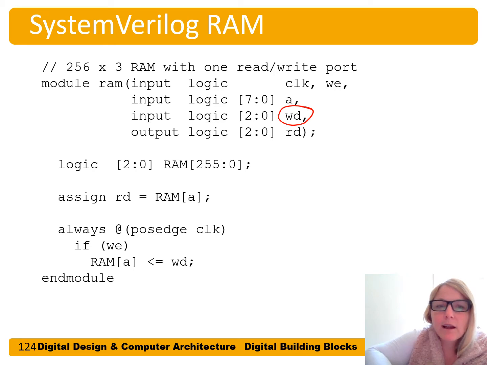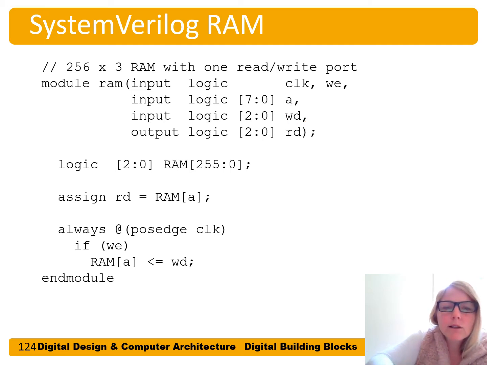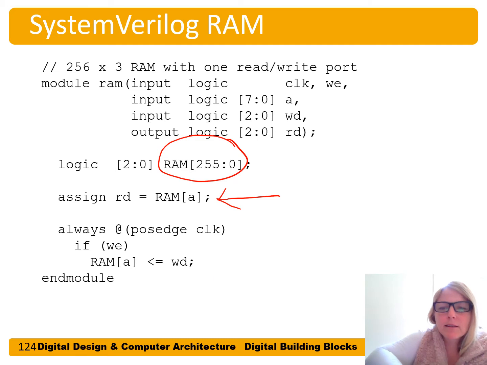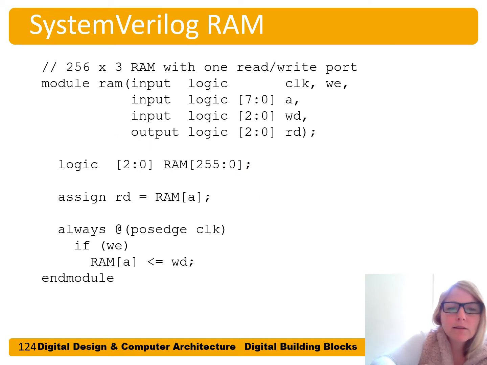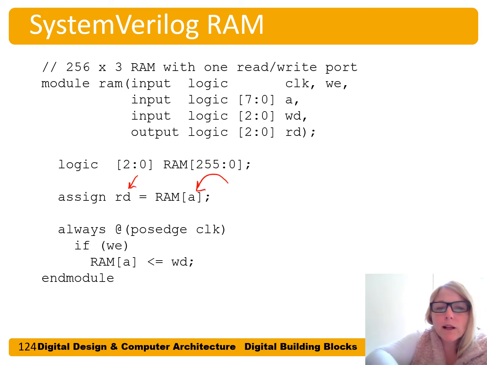This is a single ported memory, but its port can be read or written. Our read is performed combinationally. We have this RAM array whose depth is 0 to 255, or 256 words, and its width is 3 bits. So here's the width, and this is the depth. Our read data, rd, is going to be equal to whatever value is stored at address A in that RAM array.